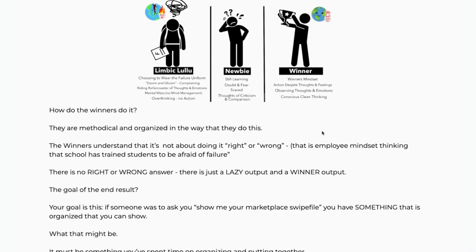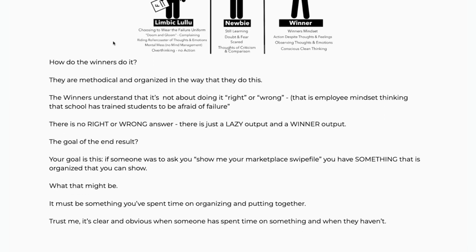And so the winners understand that this is not about the right or the wrong. Sometimes we get students on the coaching calls who say, hey, what's the right way to do it? Can I see exactly how it's supposed to be done? Supposed to be done or should be done, all of those are words of expectation, okay? We want to get rid of those things, because here's the thing, the right or wrong way, that is an employee mindset, thinking that school has trained students to be afraid of failure. So it's like, hey, I got to get the A plus, or I got to get the B, what is the right way to do it?